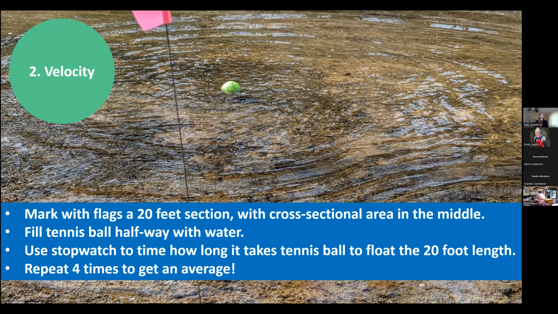Remember to start the tennis ball a couple feet above your first flag so it gets up to speed with your stream. And you're also going to want to have the tennis ball float in different parts of the stream so that you get a nice representation of the water flow across the stream. What you don't want is the tennis ball to get caught and stop flowing, because that's not a good representation of stream flow. So you want it to float down how the stream is flowing normally.